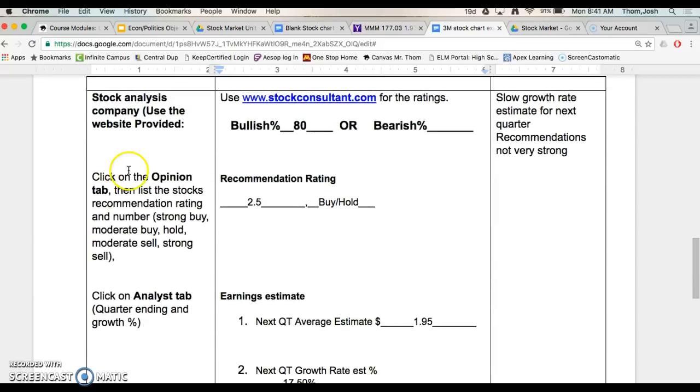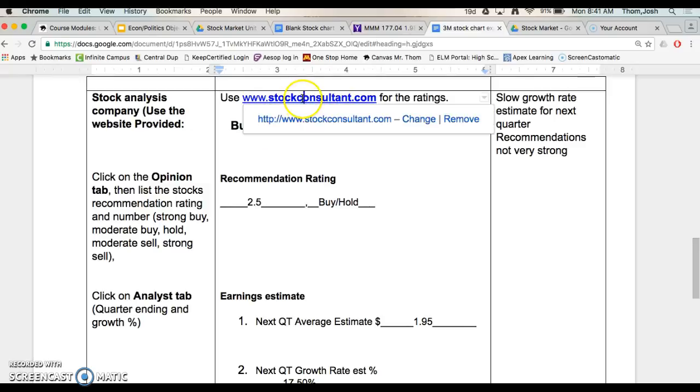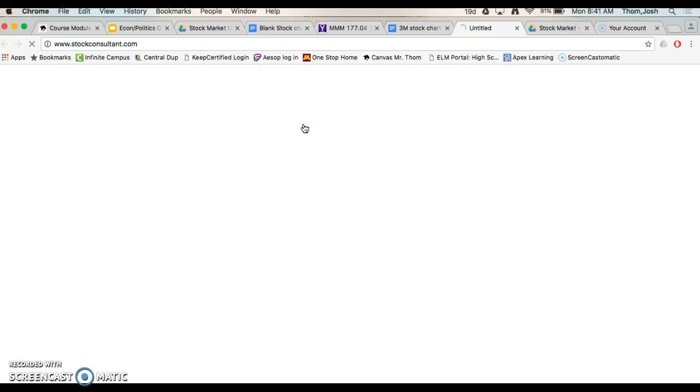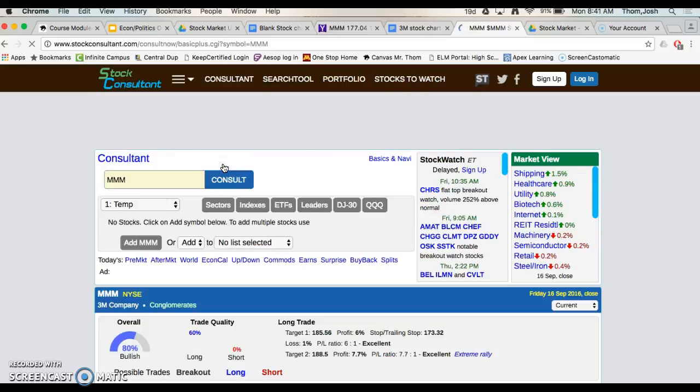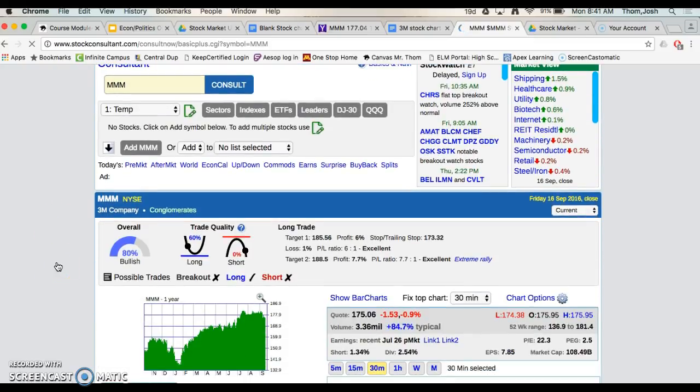Then down here, you're going to use the stock analyst company right here, the stockconsultant.com, to find the bullish or bearish percentage. There should be a hyperlink on it. If you follow it, you can go ahead and put your stock symbol in the quote lookup, press the consult button, and you will find out that this is currently 80% bullish, which is a good thing. Remember, the bull means that more investors are more optimistic about this stock at this time.